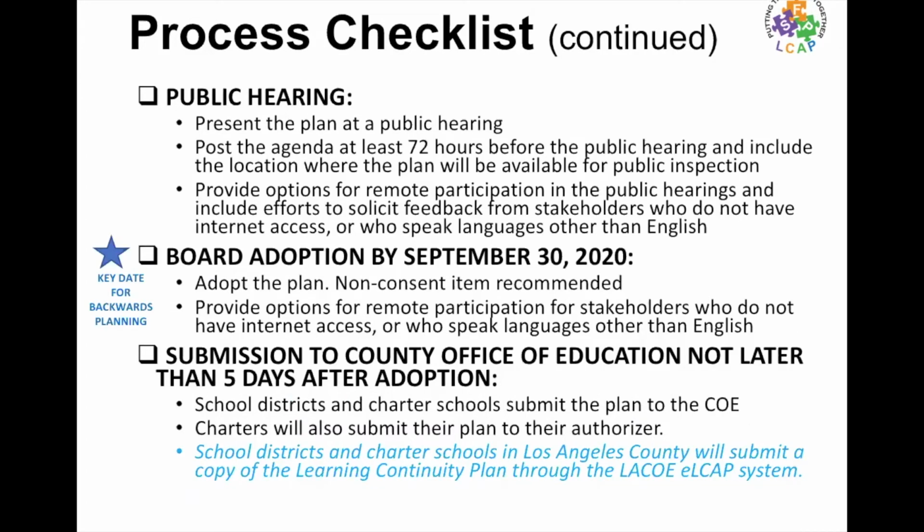The middle part of the checklist is about the 2 public meetings and submission of the plan. The key date that all LEAs are using to map out their timeline is the date of the board meeting prior to a September 30th due date for the learning continuity plan. So we have that little blue star marking the key date for backwards planning, and that's how the process checklist works.